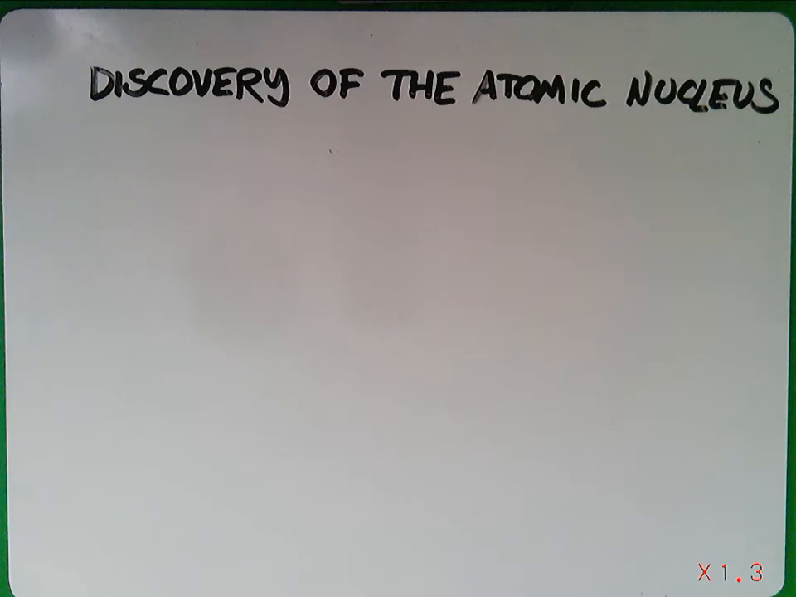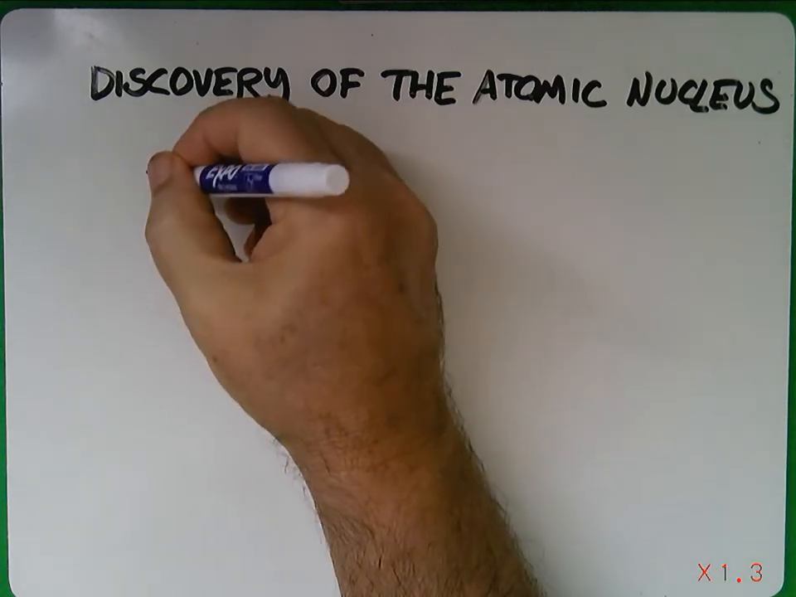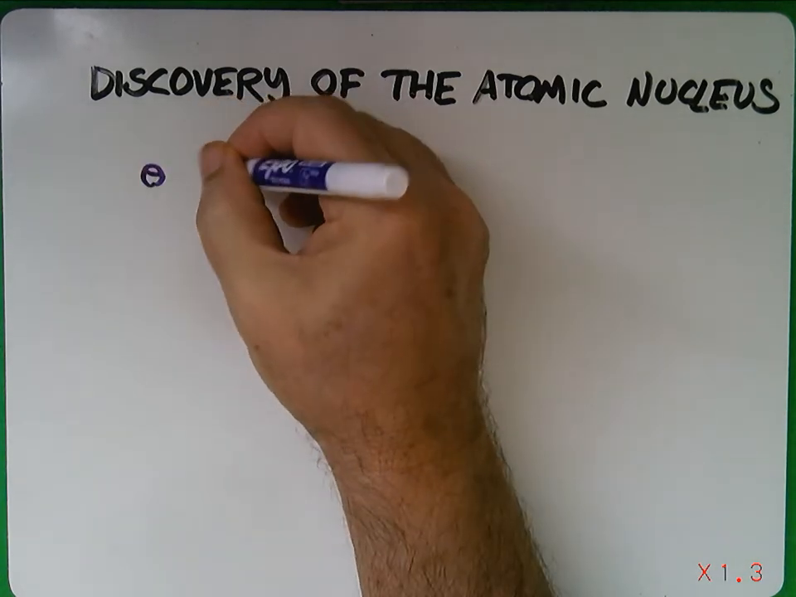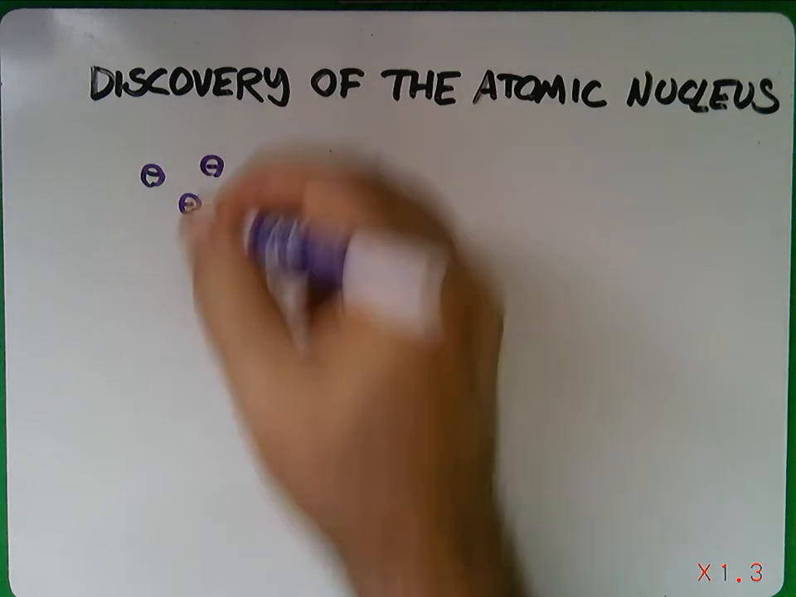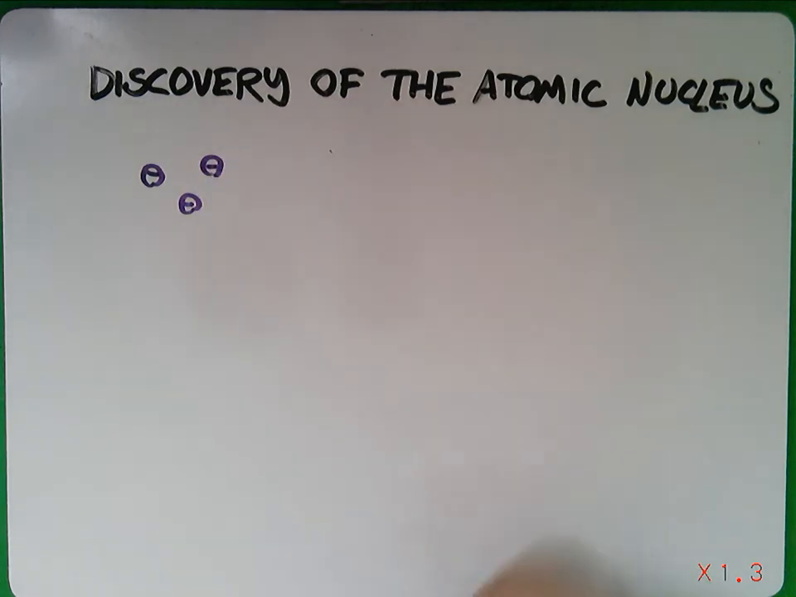So here's where things stood after the discovery of the electron and the discovery of radioactivity. J.J. Thomson proposed a model for the atom that looked something like this. There are a certain number of electrons in the atom that you can knock out. For example, for a lithium atom, you can knock 3 electrons out of the atom.